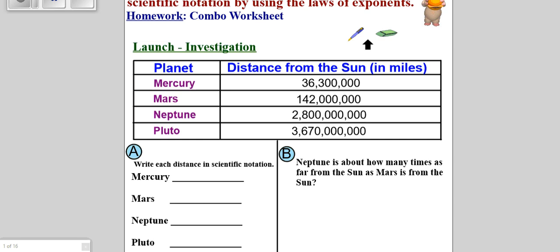So what we're going to do right now is take these planets right here: Mercury, Mars, Neptune, and Pluto. For A, you're going to write each distance in scientific notation and then try to answer B. Neptune is about how many times as far from the sun as Mars is from the sun. All right, pause the video right now.